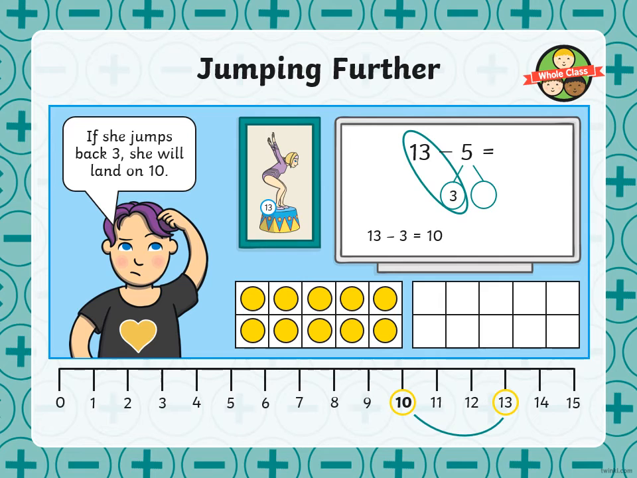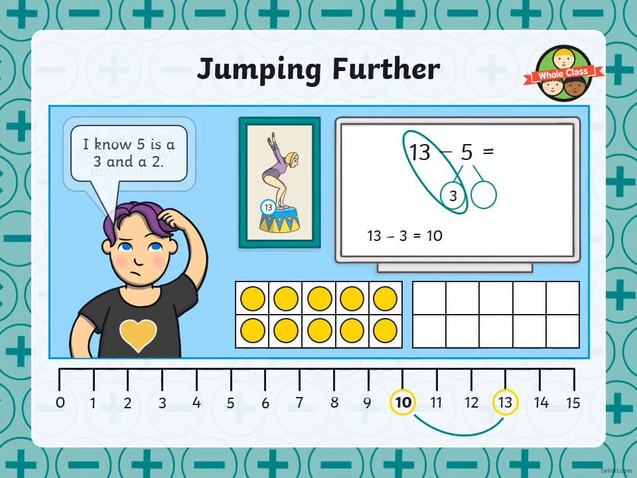So we have to partition our number 5. So over here, we need to find what other number is here. Can you guys work it out? I know 5 is 3 and 2. Did you have that on your 10 frame? Is that one of the ways that you would partition the number 5?